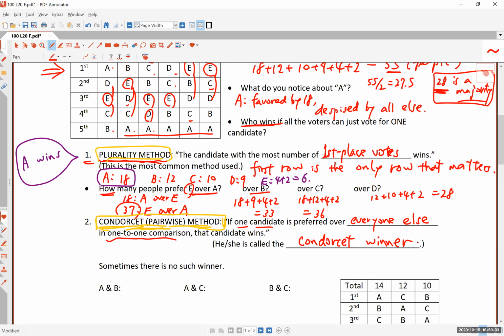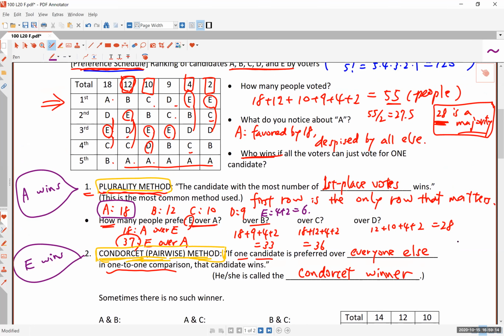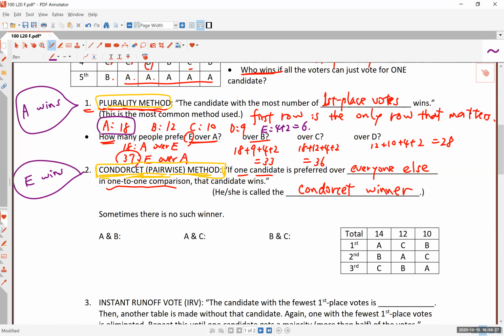All right, so according to the Condorcet method, guess what? E wins this election. Now, I didn't change the preference schedule, right? I'm just saying, according to this preference schedule, if this is how these 55 people think about the candidates, under the plurality method, A would become the winner. But under the Condorcet method, E would be declared the winner, okay? And so that's why the winner depends on which method of voting or election that you decide to use.